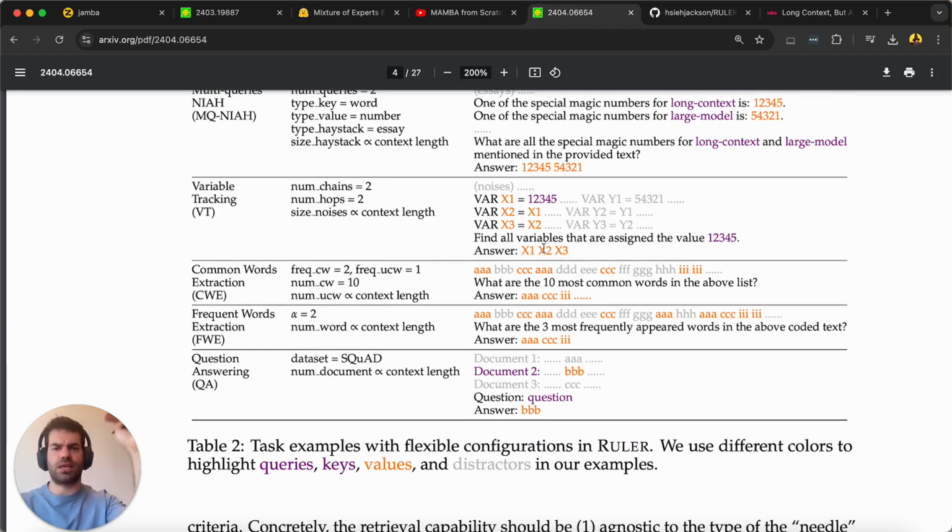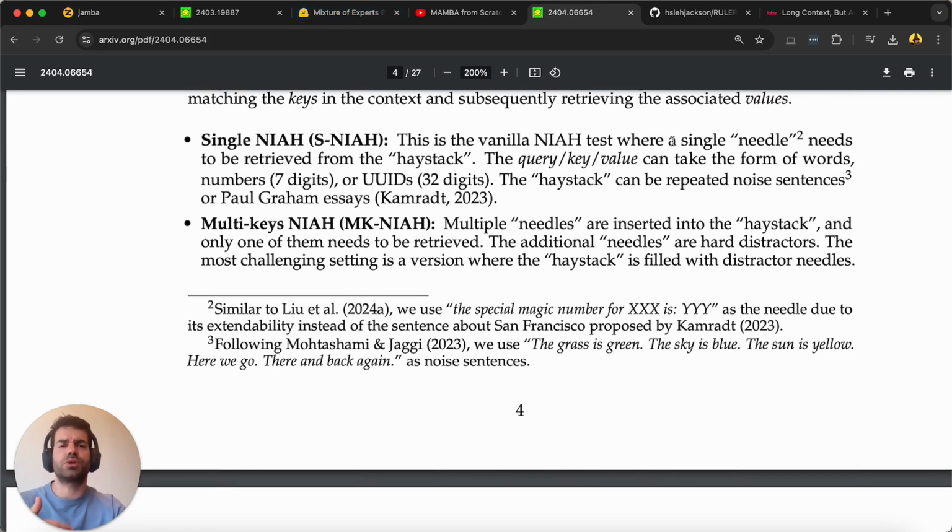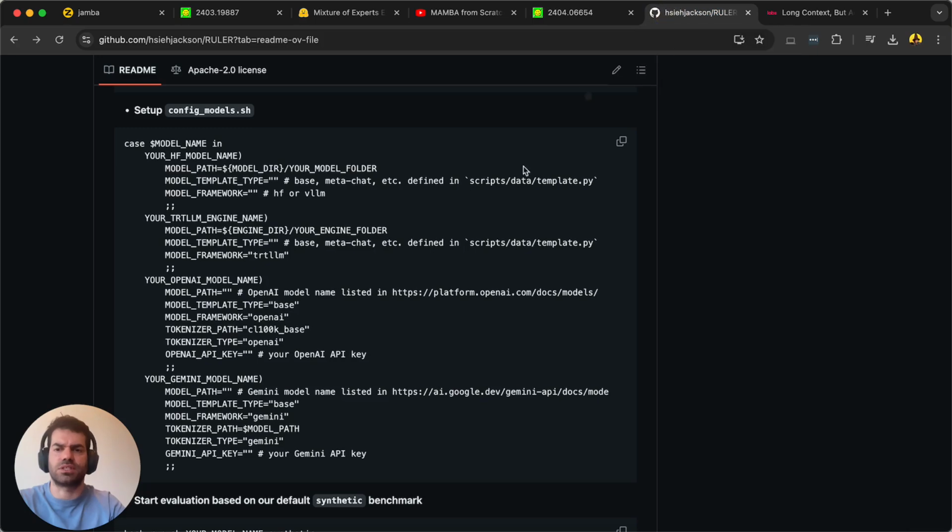Variable tracking, again, it has to really follow different places in the context in order to do that. Common words extraction, frequent word extraction: what are the three most frequent words that appear in the context above. So this is something that really requires the model to do statistics on all the context. And question answering, to really see that the model can answer a question based on everywhere in the context and not just one. Okay, so this is something that really shows what is the effective context length.